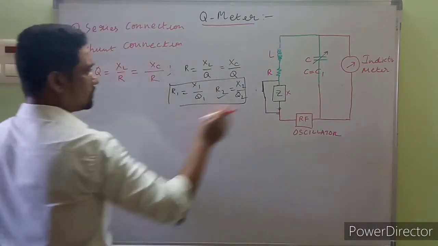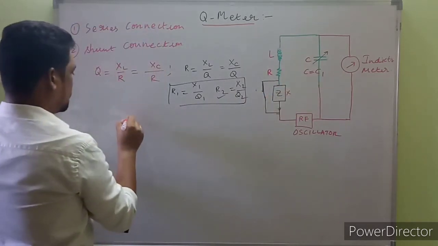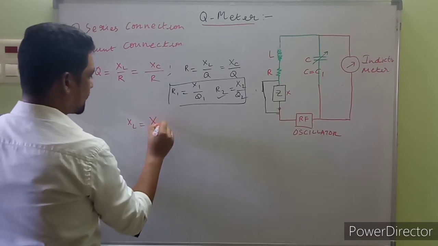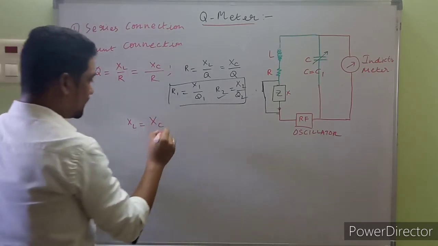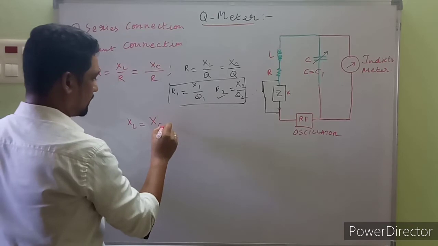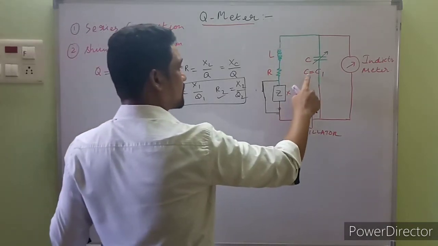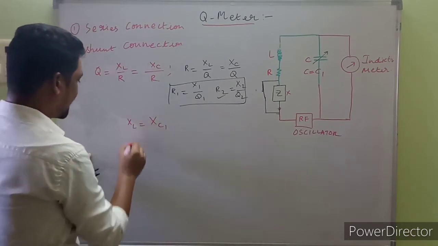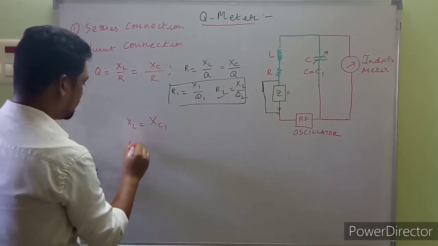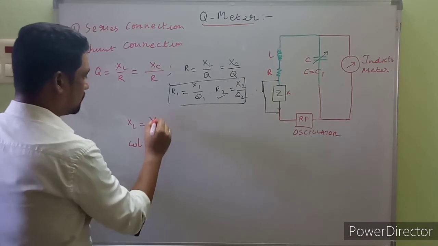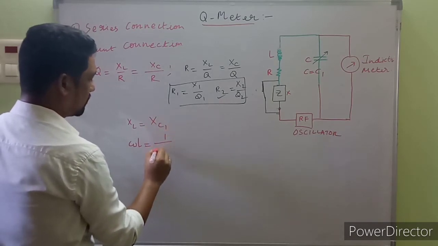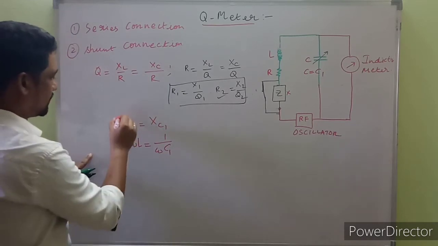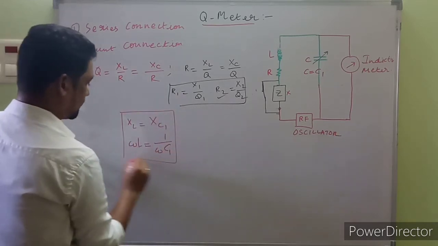At resonance, the inductive reactance is equal to the capacitive reactance XC, more precisely XC1. Why? Because we change the value of the capacitor from C to C1, so this condition comes into the picture, and XL, being omega L, will be equal to XC1, 1 upon omega C1, right? And this is an important relationship once again.